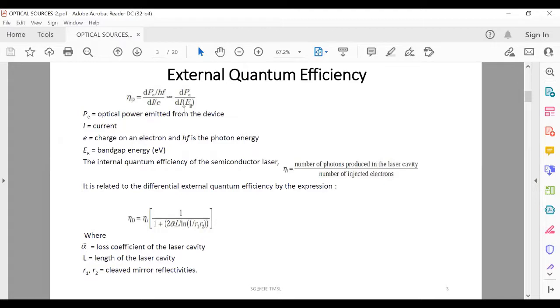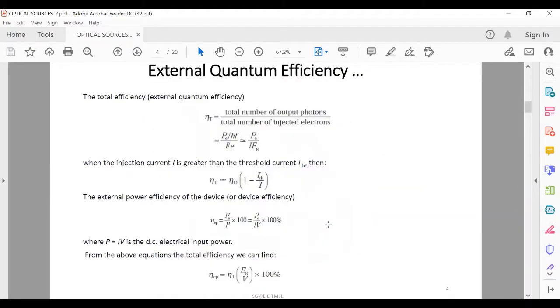Here Eg is the band gap energy, given in electron volts. It may be noted that this eta d gives the measure of the rate of change of the output optical power with the current, and hence defines the slope. Eta d is sometimes also referred to as the slope quantum efficiency. For a semiconductor laser it usually has values in the range of 40, 50, up to 60%.